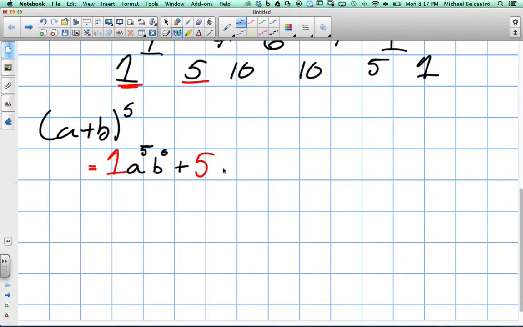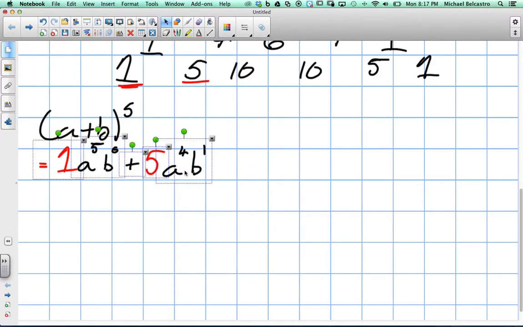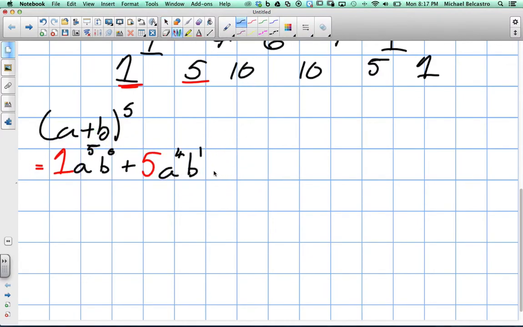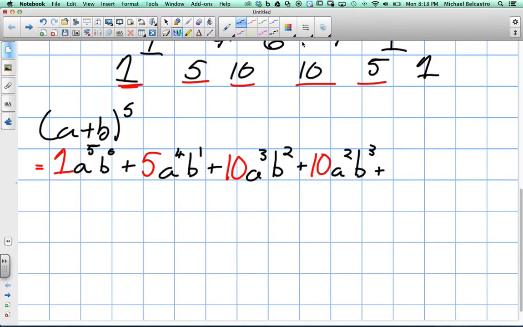Do you know what our powers are? a^4, b^1. Essentially our a we're just going to count downwards, and our b we're going to count upwards with our exponent. So let's continue this pattern. What would be my next coefficient? 10. Yeah, 10's our next coefficient. What would my a be? To the power of 3. Yeah, and what would the b be? b^2. Great. What's our next coefficient? 10 again. And we have a^2, b^3. Yeah. That's our next coefficient, 5. So plus 5.